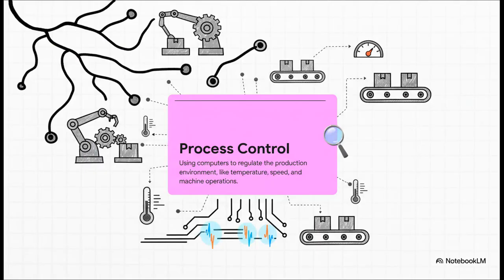But with thousands of parts moving at super high speeds, who's the conductor of this whole orchestra? Well, that's process control. It's basically the factory's central nervous system. It's this whole web of sensors monitoring everything, from the temperature of a welding torch to the speed of a conveyor belt. And it's making thousands of tiny adjustments every single second to keep the entire symphony in perfect harmony.